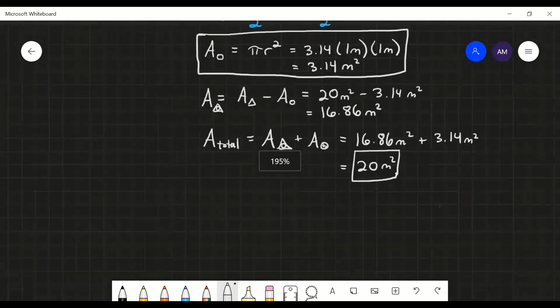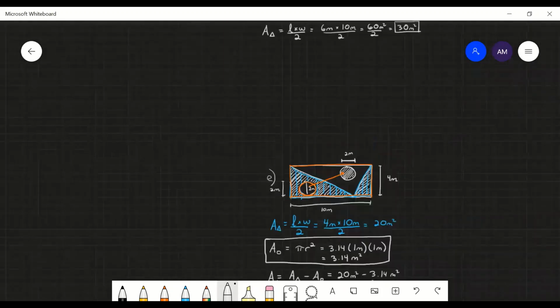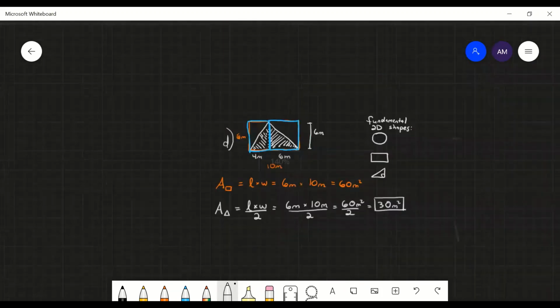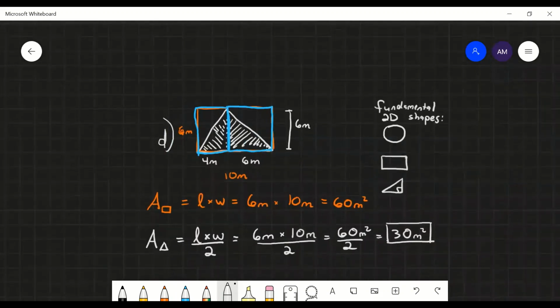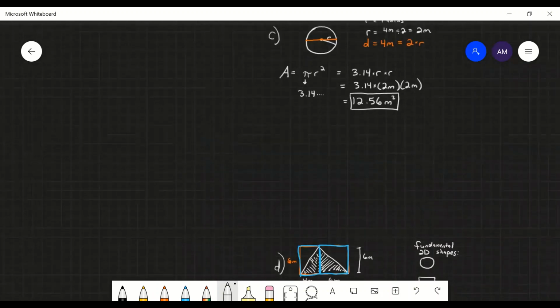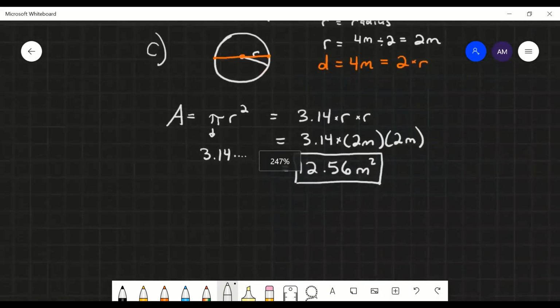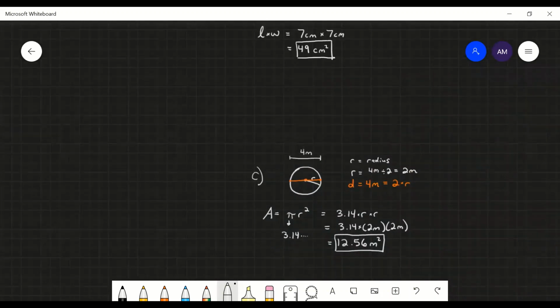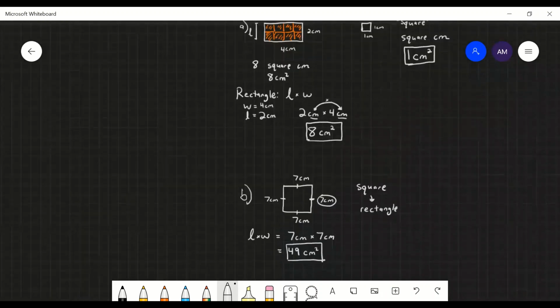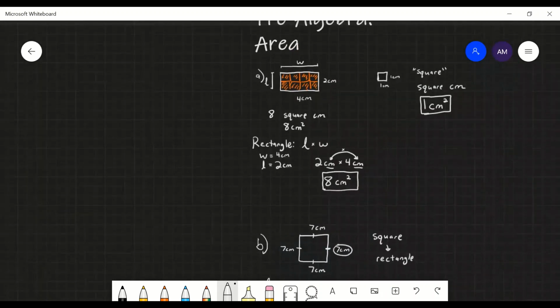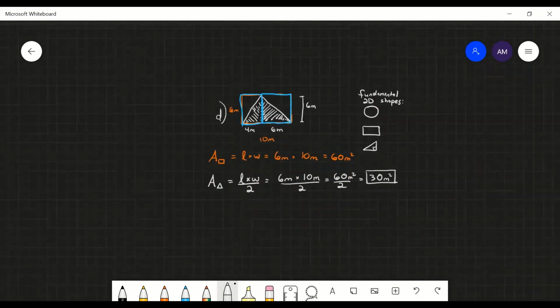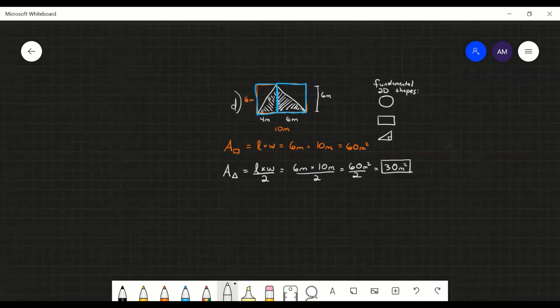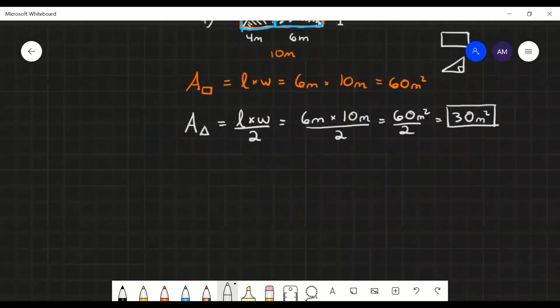Just be sure you understand how to calculate the area of each of the three shapes. So the circle, the rectangle, and the triangle. So the circle is pi r squared. If we review this example here, pi r squared. The rectangle was probably the easiest one, which is just length times width. And then the triangle is the same as the rectangle, but you divide it by 2. So length times width divided by 2.